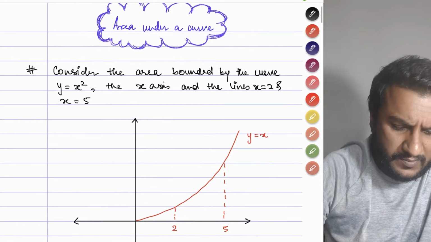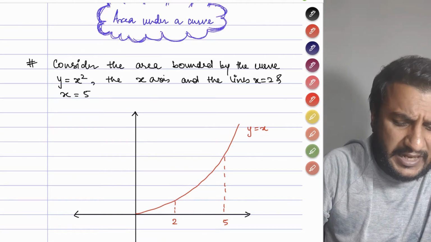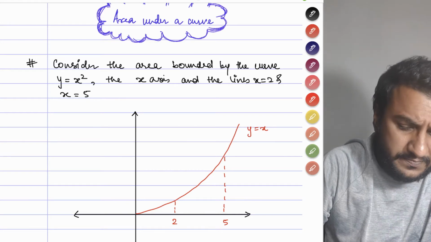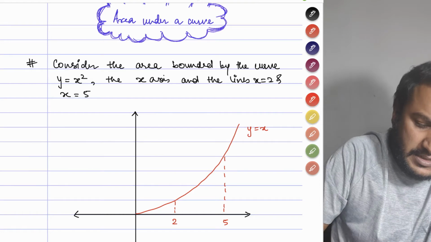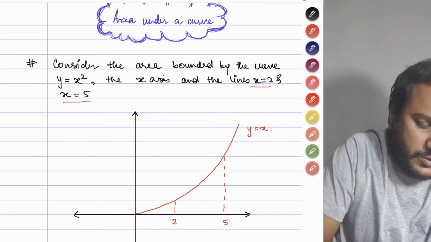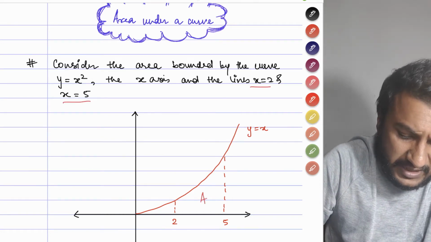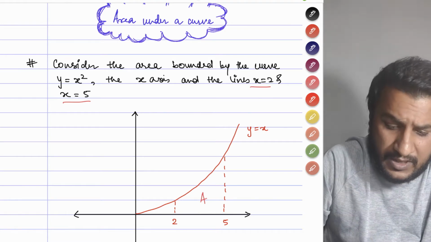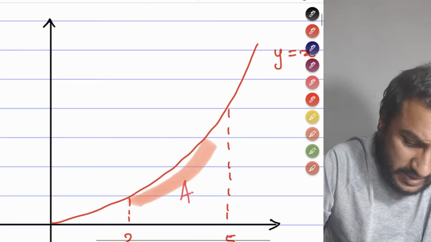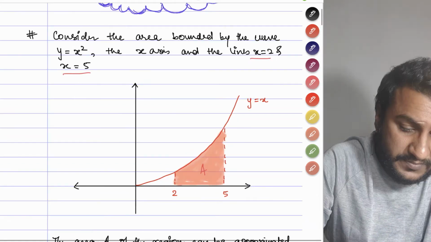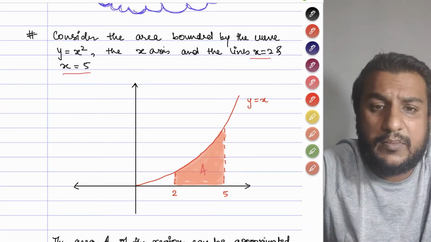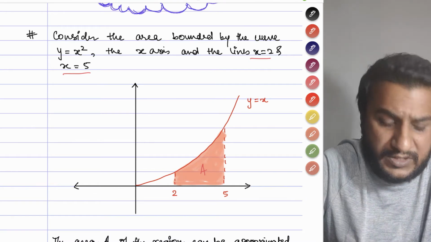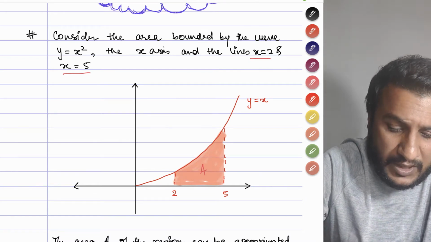Consider the area bounded by the curve y equals x square, the x-axis and the lines x equals 2 and x equals 5. So basically we are calculating this area, and if I shade this part, this is the area we are supposed to calculate. We know this is not a polygonal shape, so there is a curved path over here.